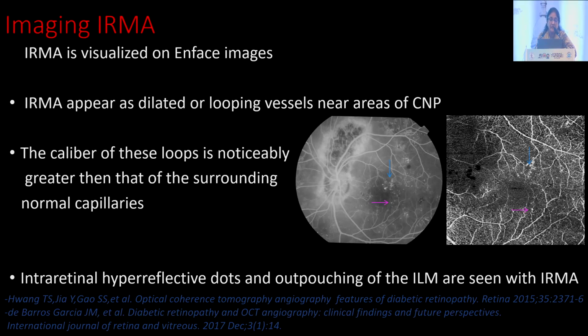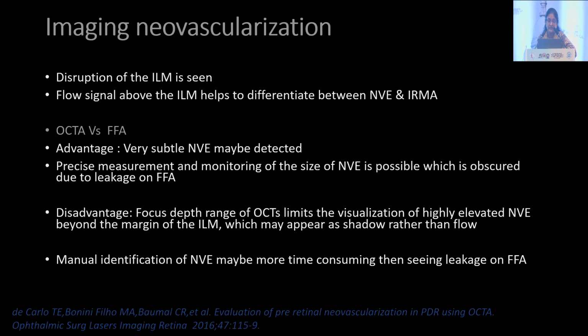complementing each other. IRMA is visualized on OCTA images, and they appear as dilated or looping vessels near the areas of capillary non-perfusion. The caliber of these loops is noticeably greater than that in the surrounding area. We can also image the neovascularization, and it basically is going to be identified by the disruption of the ILM. Flow signals above the ILM will help us to differentiate between NVE and IRMA. The advantage of OCTA is it picks up very subtle NVEs which may not be detected on FFA. It also makes precise measurement and monitoring of the size of NVE possible, which may be obscured by the leakage on a fundus fluorescein angiography.